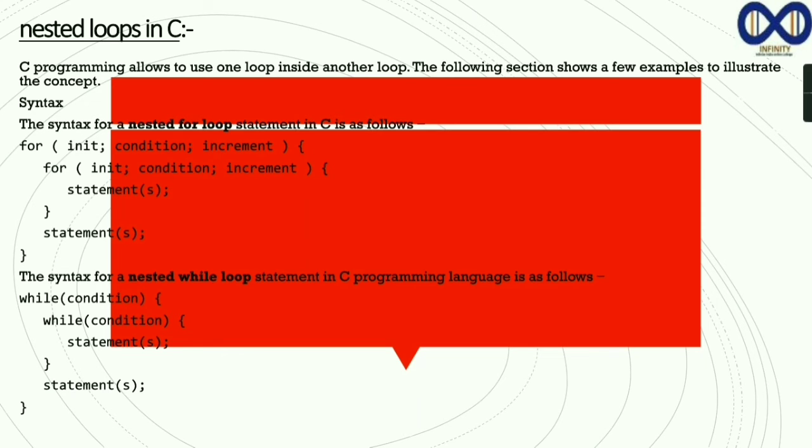Okay, the syntax for a nested while loop statement in the C programming language is as follows. So while condition, whichever condition is there, we will write from there. Then the while condition again, the second while condition, whatever condition is needed, we will write here, and the statements, whatever statements are needed. At that time I will write the statements, and then after the closing of the first while loop, and then after the statements here, the closing of the while loop of the second loop.